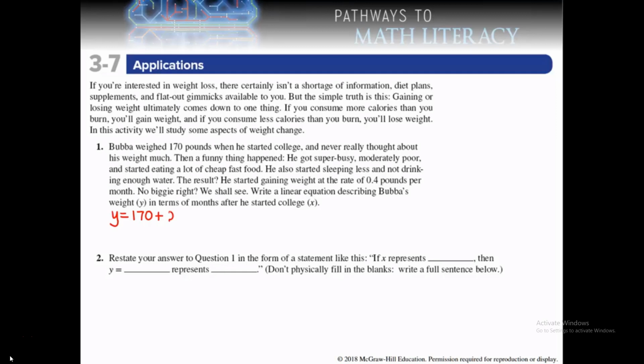So then in number 2, we're going to restate that as a sentence. If x represents the number of months since he started college, then y equals 170 plus 0.4x represents his weight in pounds after that many months.